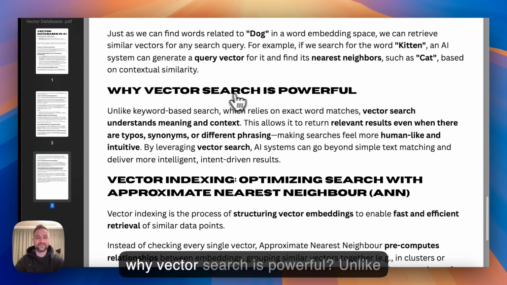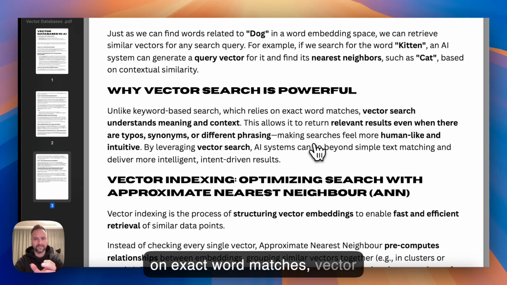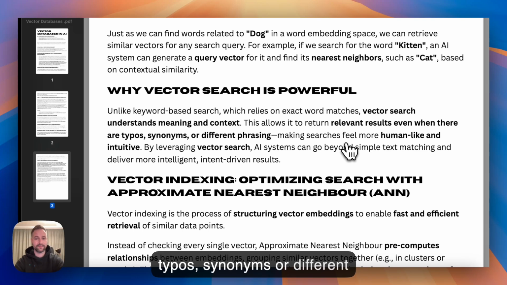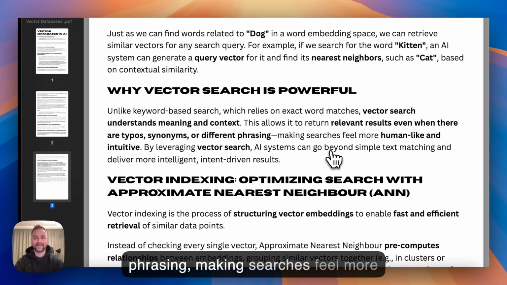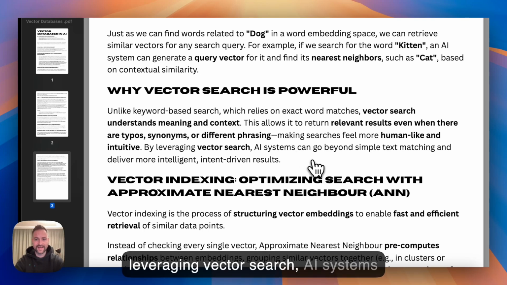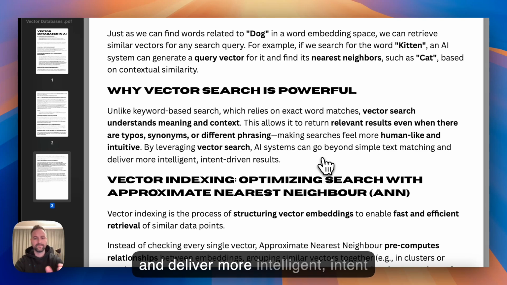So why is vector search powerful? Unlike keyword-based search, which relies on exact word matches, vector search understands meaning and context. This allows it to return relevant results even when there are typos, synonyms, or different phrasing, making searches feel more human-like and intuitive. By leveraging vector search, AI systems can go beyond simple text matching and deliver more intelligent, intent-driven results.